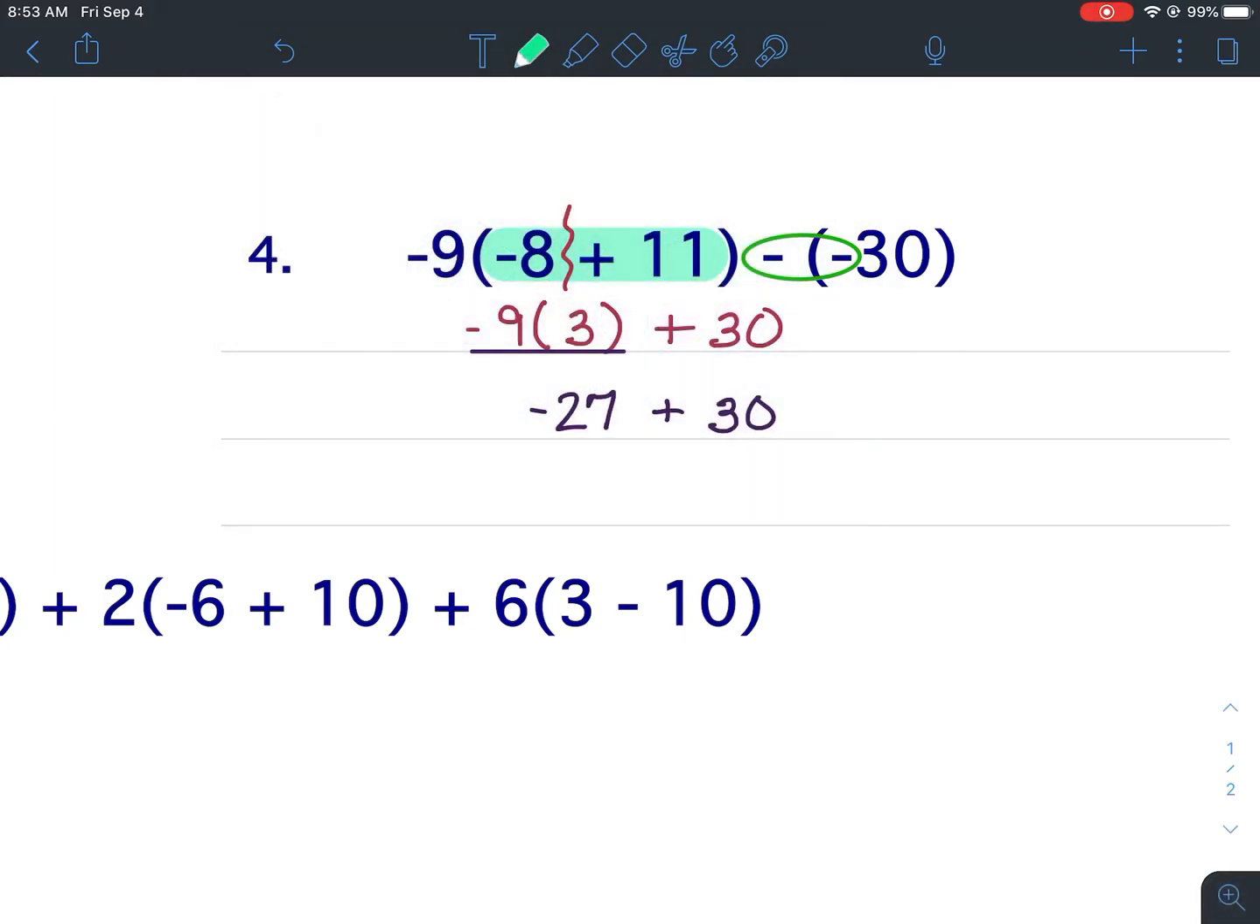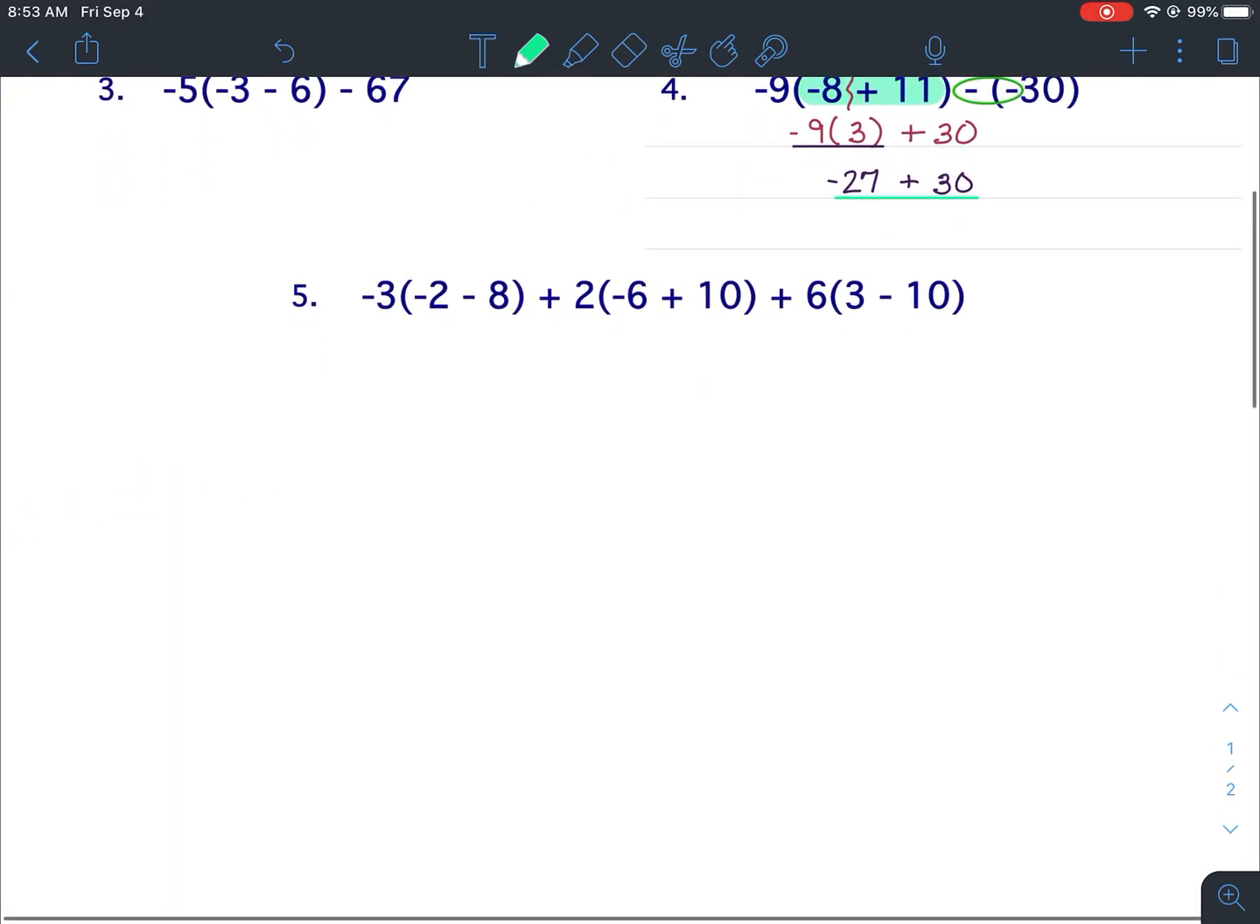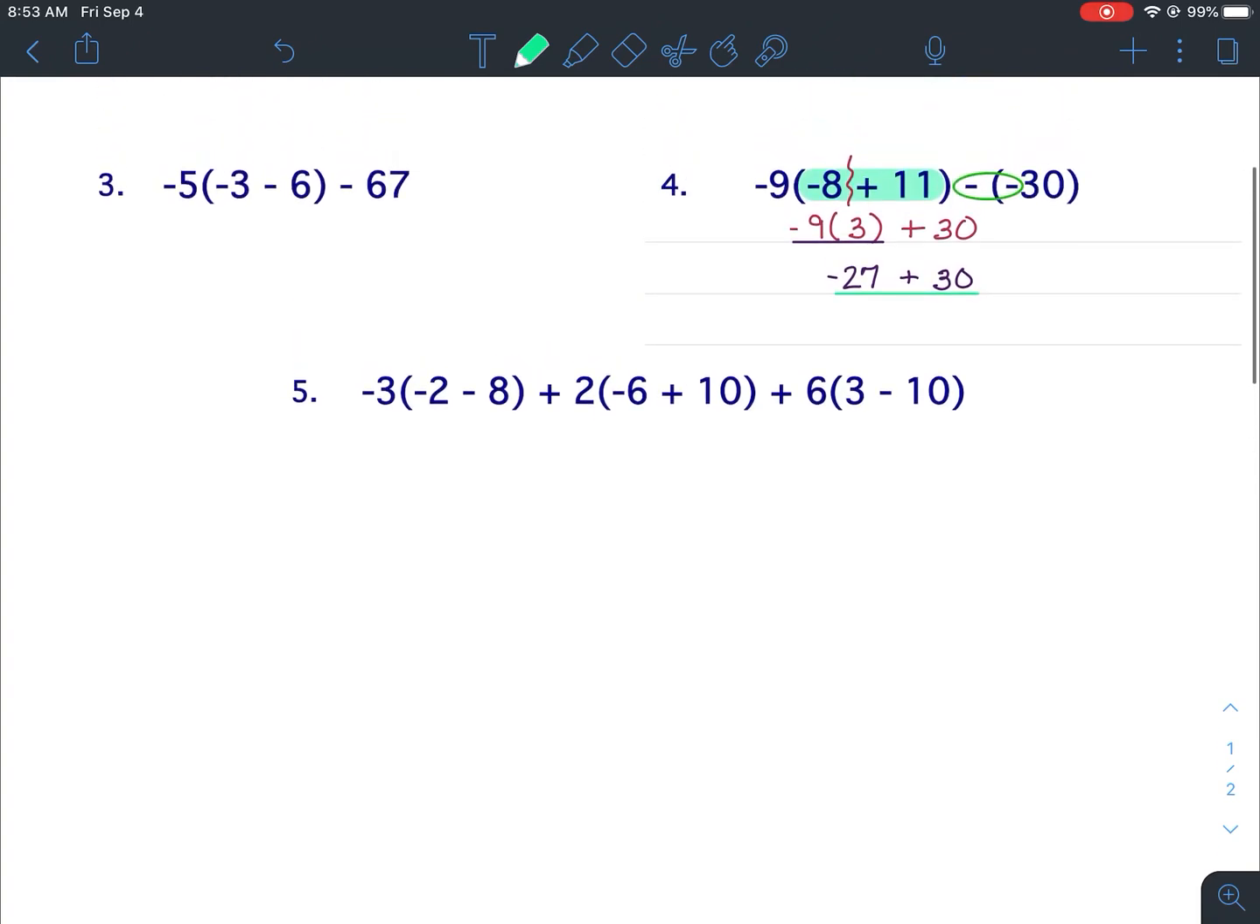And then you will complete the problem on your own by combining those two numbers. Those signs are different, so don't forget you need to subtract and keep the sign of the larger number. Now that's pretty much how you will do 1 through 4. Look at number 5. Number 5 is a longer problem, so you're going to want to take a little more time to know how to do this one.